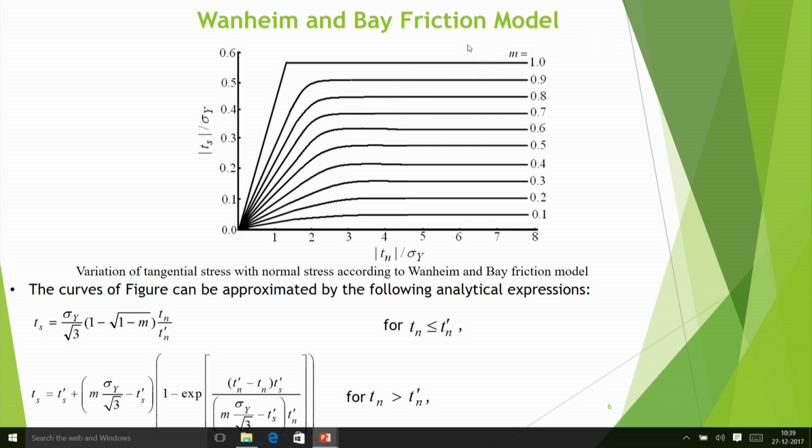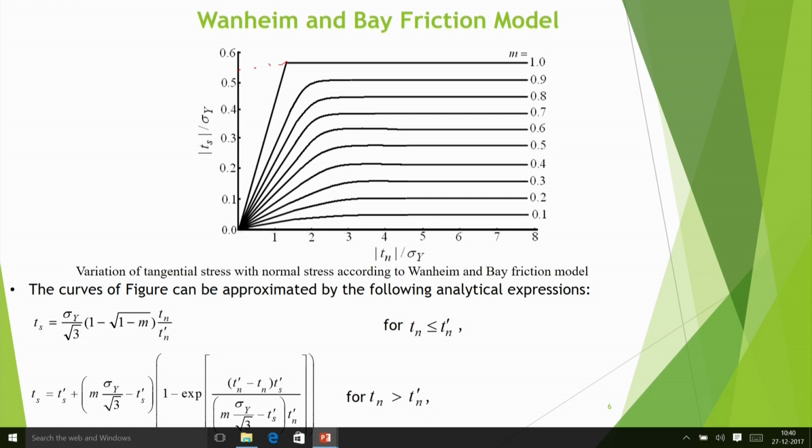So, suppose m is equal to 1, in that case the constant stress becomes T s by sigma y, which by this root 3 is equal to 1. So, 1 by root 3 is actually 0.577. So, this quantity is actually 0.577, and here you are having different values of m.